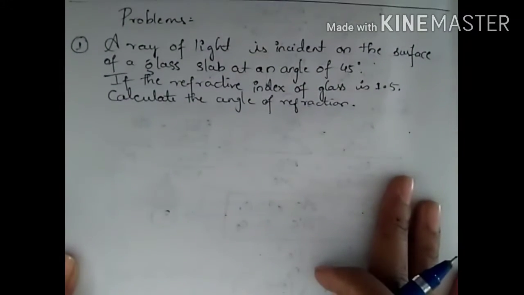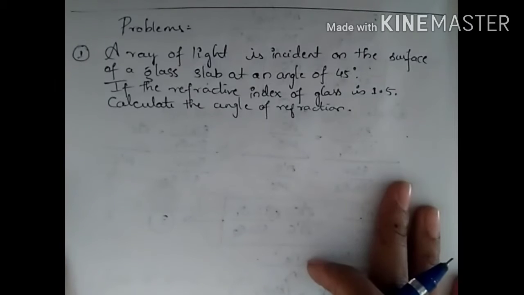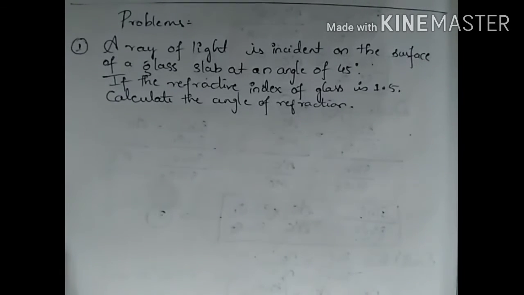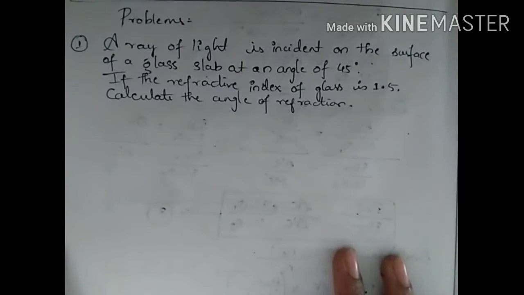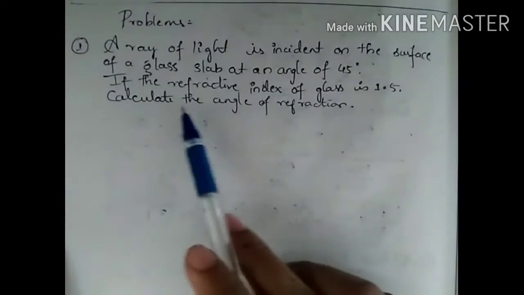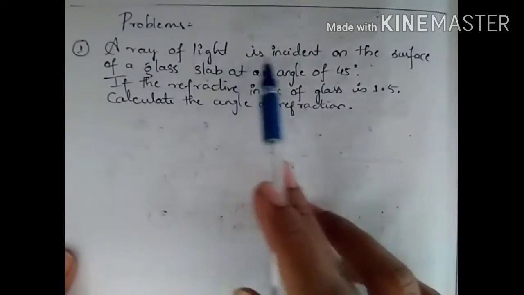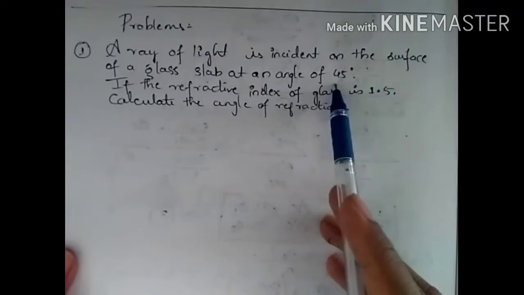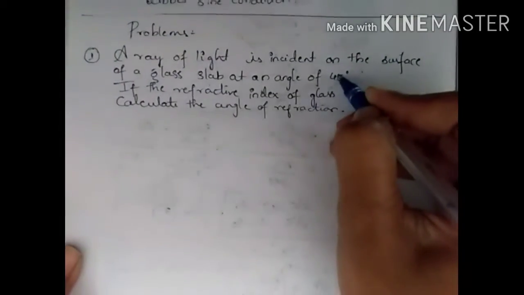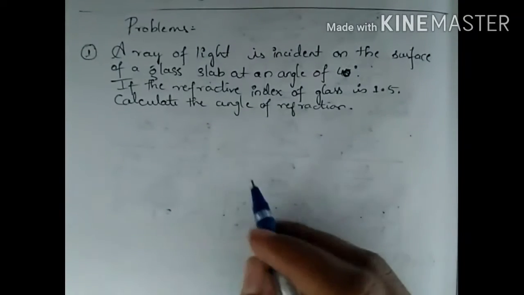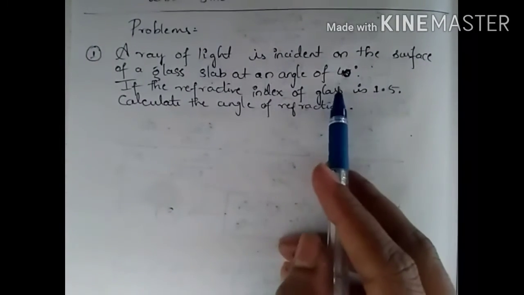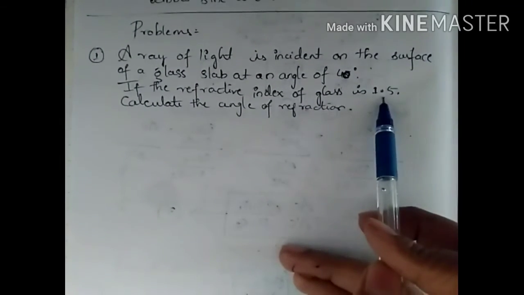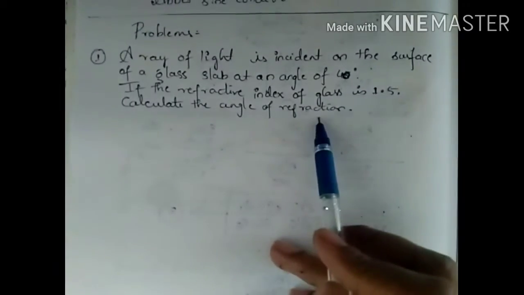So in this class, let us understand a few problems based on the topics which we have discussed in the earlier classes as well as the last class. The first question says, a ray of light is incident on the surface of a glass slab at an angle of 40 degree. If the refractive index of the glass is 1.5, then calculate the angle of refraction.